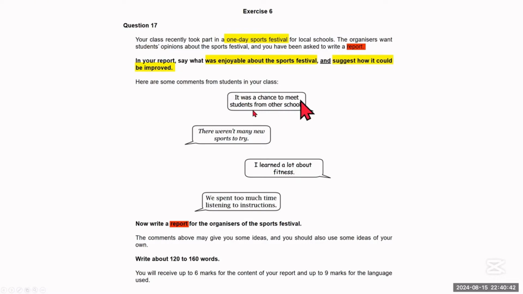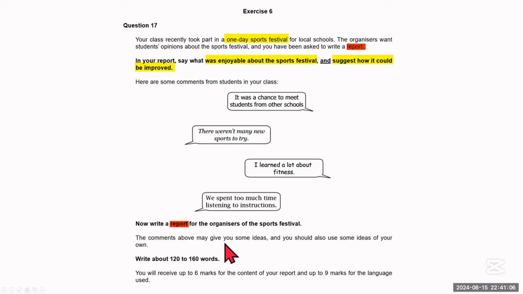It was a chance to meet students from other schools, so this is a positive point. There weren't many new sports to try. This is a negative point. I learned a lot about fitness. That's positive. We spent too much time listening to instructions. That's negative. Now write a report for the organizers of the sports festival.